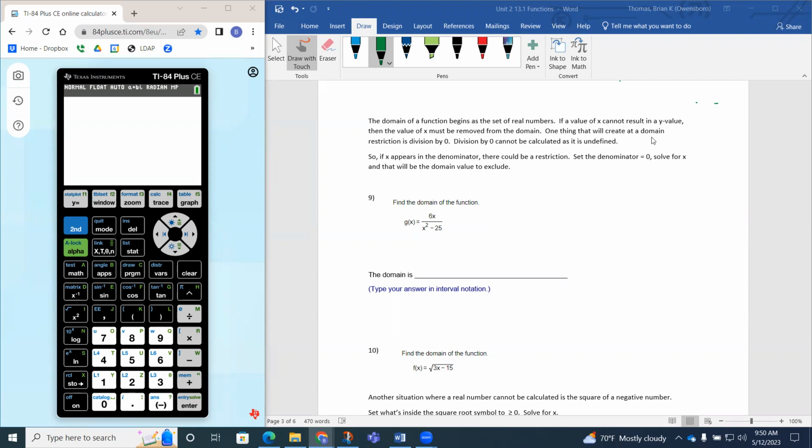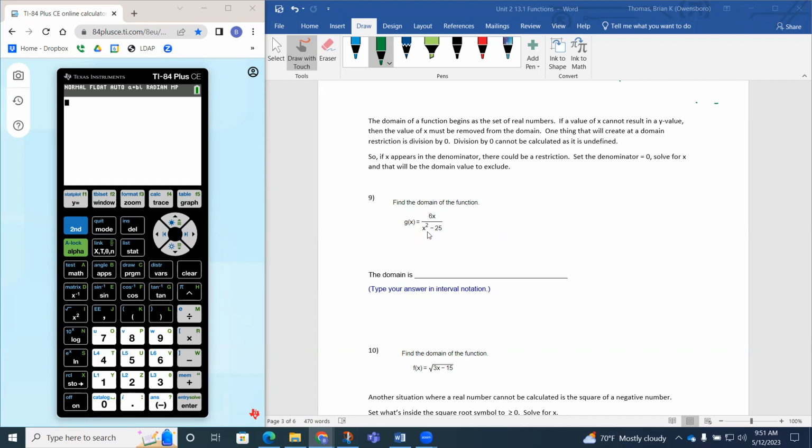So one thing that, as we said, will create domain restriction is division by zero. Division by zero cannot be calculated as it is undefined. So if you put something in that makes the denominator equal to zero, it will not result in a y value, and therefore it has to be thrown out. So again, if x appears in the denominator, there could be a restriction. What we do is we set the denominator equal to zero, solve for x, and those values are the values we're going to exclude from the domain.